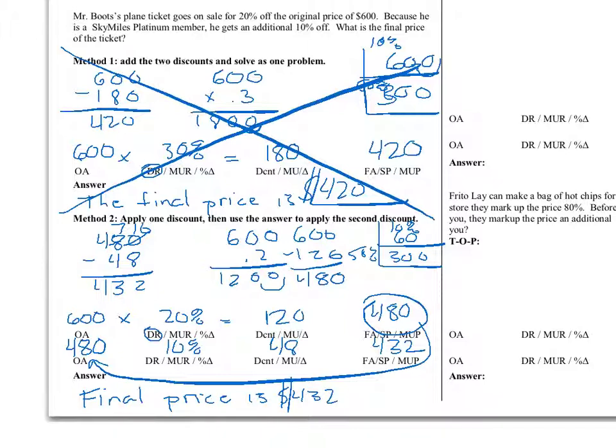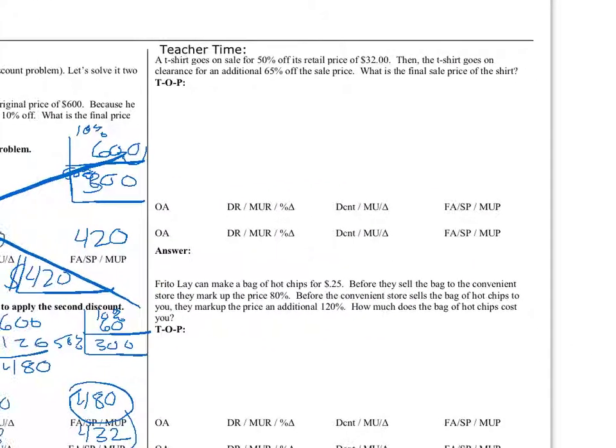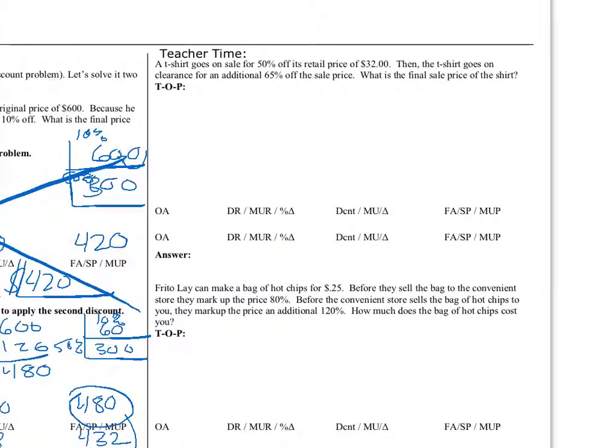Okay? So, we're going to look at a couple more examples here. A t-shirt goes on sale for 50% off its retail price of $32. Then the t-shirt goes on additional clearance for an additional 65% off the sales price. What is the final price of the shirt? So this particular type of problem, when we see that there are two discounts being taken, this is a double discount.